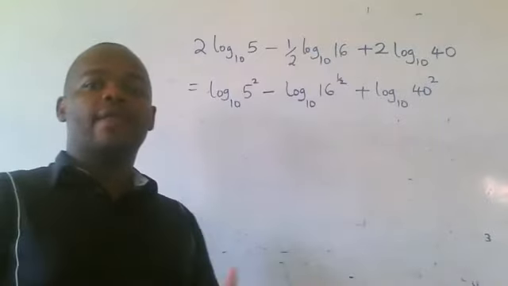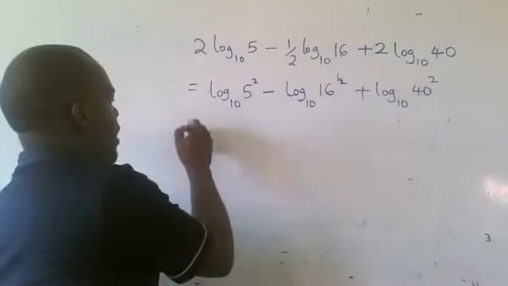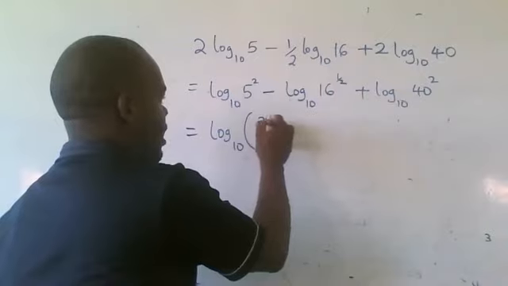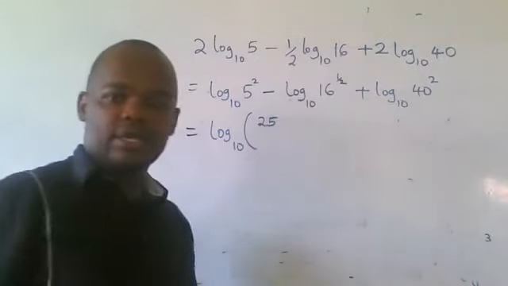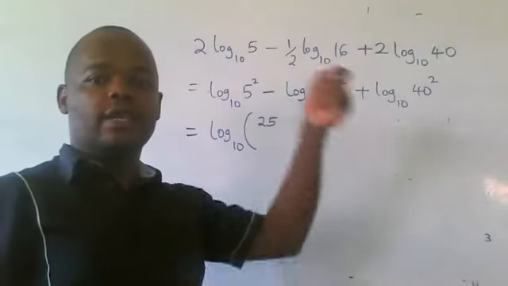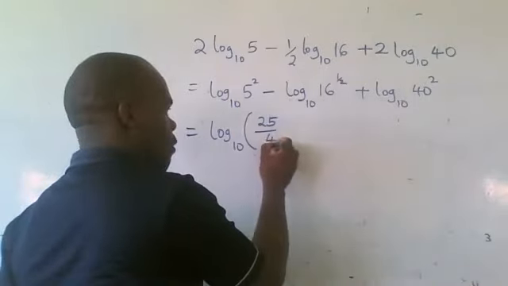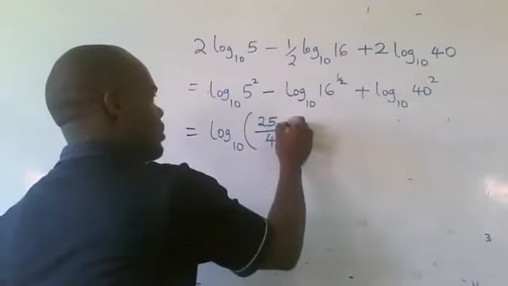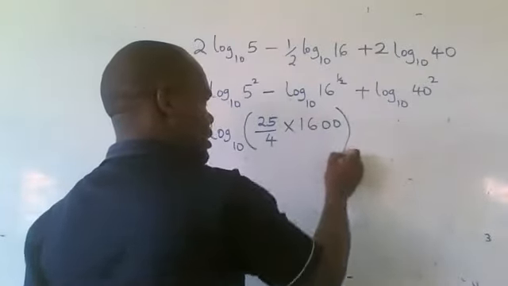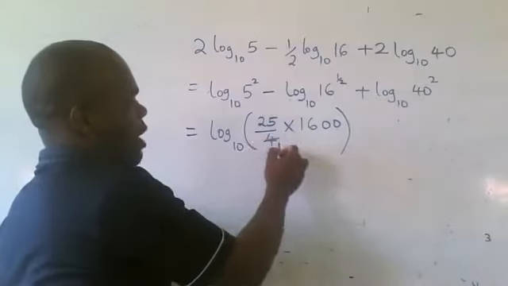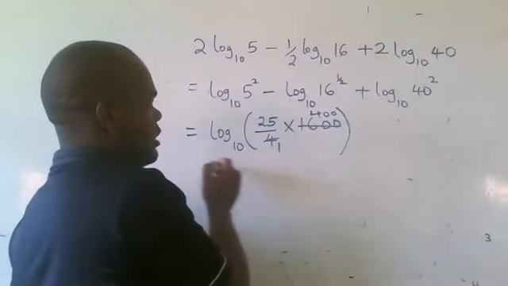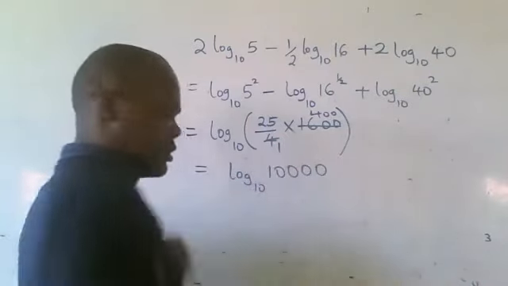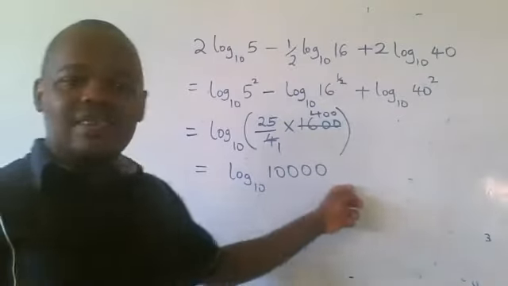Then we apply the first and the second law of logarithm, and this will be log to base 10 of, this is 25. If I subtract log 4, then it's like I'm dividing by 4. When I add log 40 power 2, it's like I'm multiplying with 1600. Then by 400, this will give me log to base 10 of 10,000. That is not the final answer.